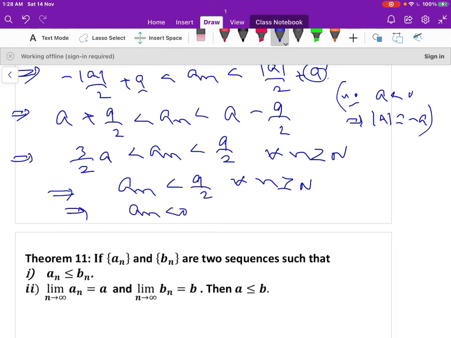So this implies an less than 0, since a is negative, which is a contradiction to the fact that an is greater than or equal to 0. So this is the proof of the theorem.